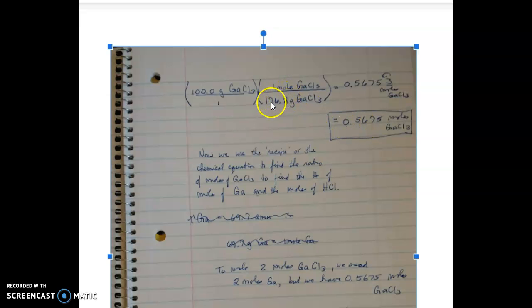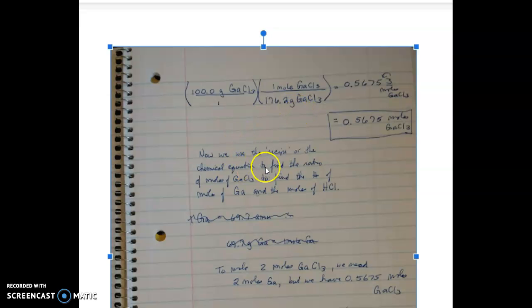And this is true. Remember, 176.2 grams of GaCl3 contains 1 mole of GaCl3. What this number right here tells us is that if I weigh out 100 grams of GaCl3 on a balance, it will contain 0.5675 moles of GaCl3, right? This number is smaller because I have less in my sample, right? 100 is less than 176.2 grams of GaCl3.